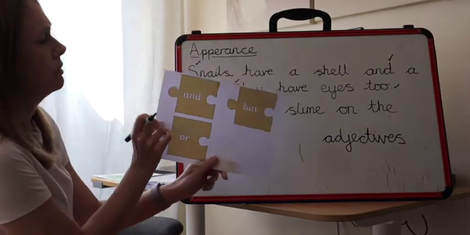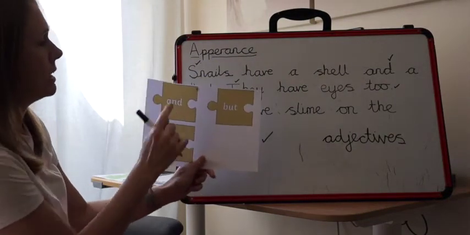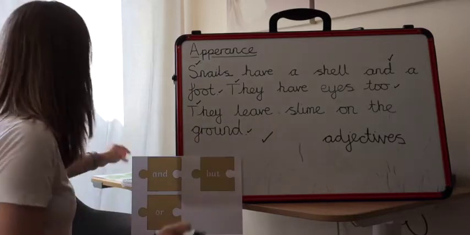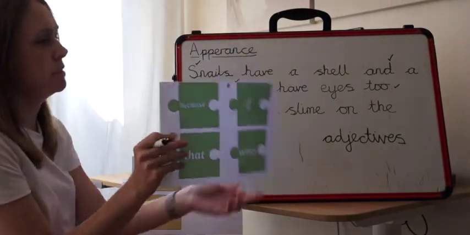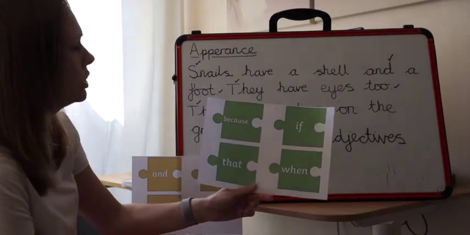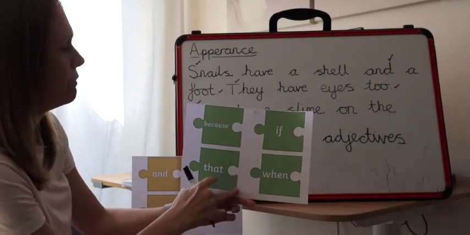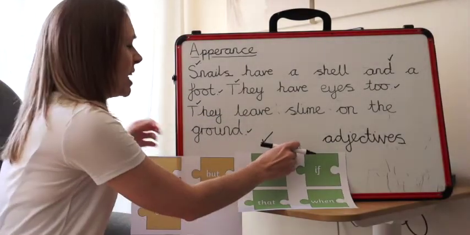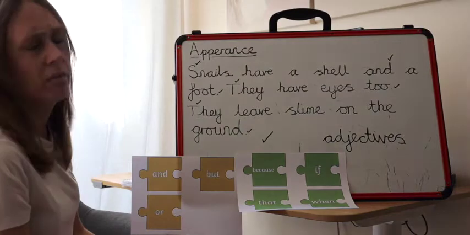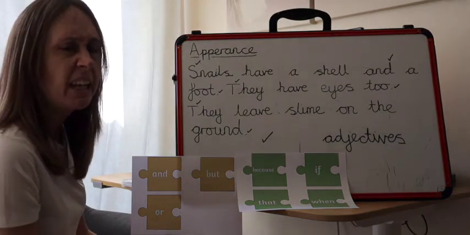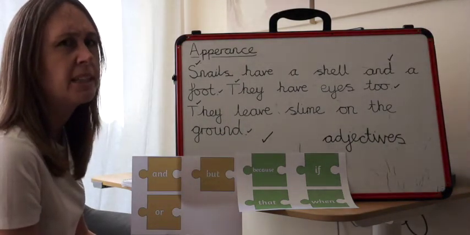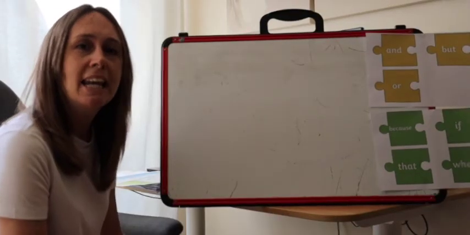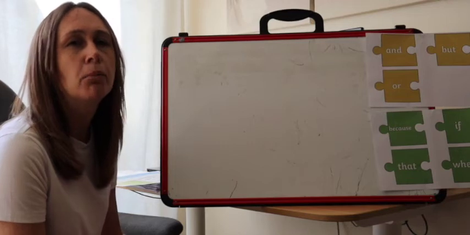We know the conjunctions and, but and or. And we also know these conjunctions. These are our subordinating conjunctions: because, if, that and when. But I haven't used any more of these in my writing. So I think I need to have another go and make my writing a little bit better. Will you help me? Right, let's have a go at making my writing a little bit better.